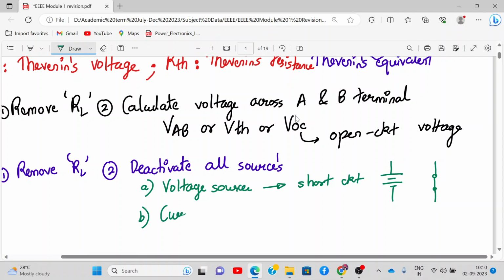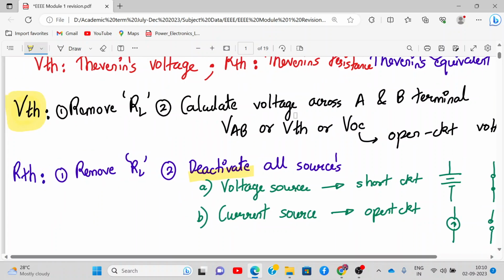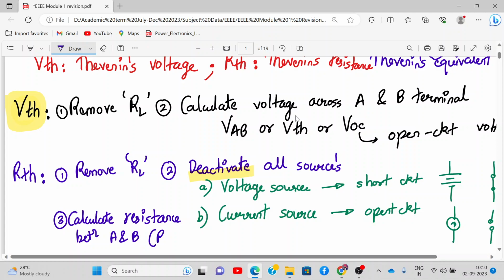And if it is a current source, how do you deactivate it? Open circuit. So let's say I have a current source like this. You will make it open circuit. That is what we mean by deactivating all sources. Remove RL, deactivate all sources, and then the third part, calculate the resistance between terminals A and B. So that is called RTH, or we can also call it RAB.